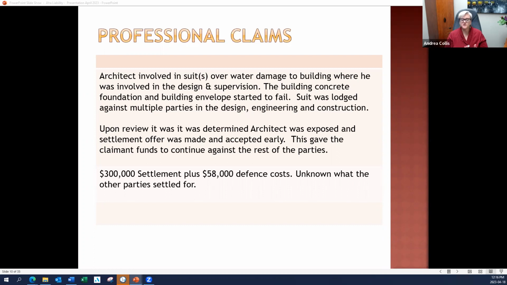This started off as a multi-million-dollar claim that the client was named in along with the engineer and the project manager and a variety of other professionals were brought into the suit. But in this case, like I said, the client's file notes actually produced evidence of other parties' work product, and the architect's insurer was therefore able to negotiate their way out of this multi-million-dollar suit a little earlier than everybody else.